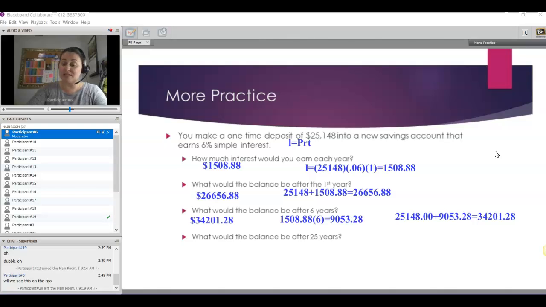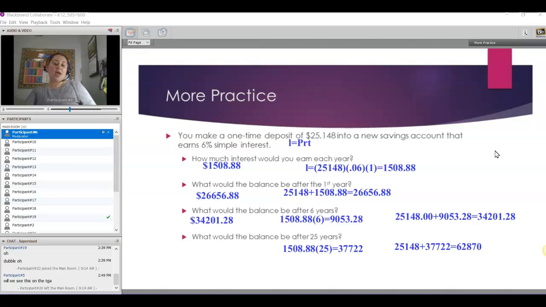All right, what would the balance be after 25 years? Again, doing the same thing, taking my interest, $1,508.88, and I'm going to multiply it by 25, and what do I get? I get a whole whopping $37,722. Now I'm going to take my principal, $25,148, plus $37,722, and I get $62,870. That's what my balance would be after 25 years.